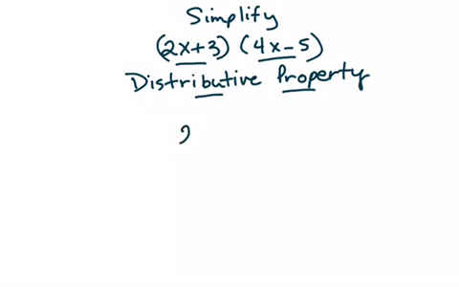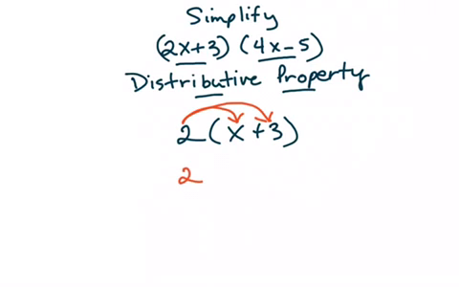If I say to you 2 times x plus 3, what you do is you multiply the 2 times the x, then you multiply the 2 times 3. So for example, 2 times x equals 2x. Then you multiply 2 times positive 3, and it becomes positive 6. And don't forget, you have to put that positive sign down. All right, so here are the two terms that we're going to use.